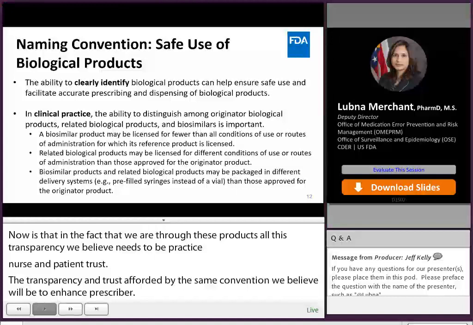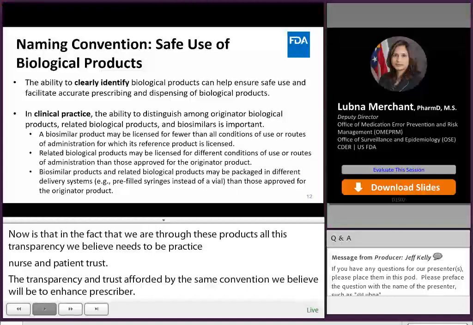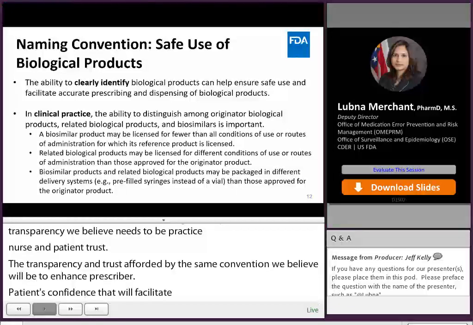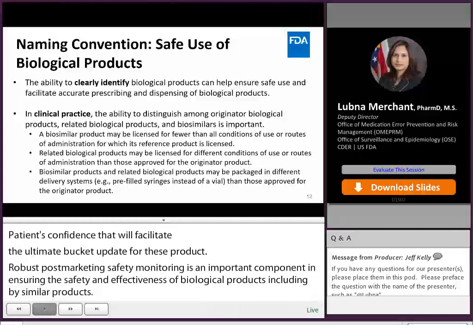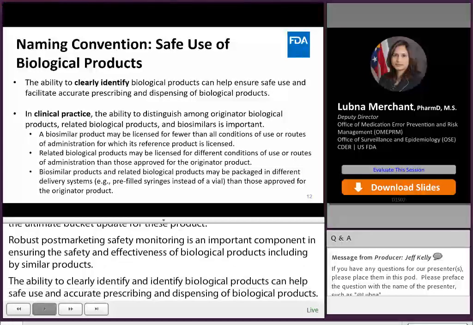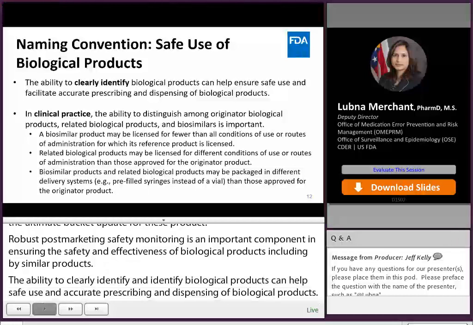Robust post-marketing safety monitoring is an important component in ensuring the safety and effectiveness of biological products, including biosimilar products. The ability to clearly identify biological products can help ensure safe use and facilitate accurate prescribing and dispensing of biological products. Also in clinical practice, the ability to distinguish among originator, related, and biosimilar biological products is important.